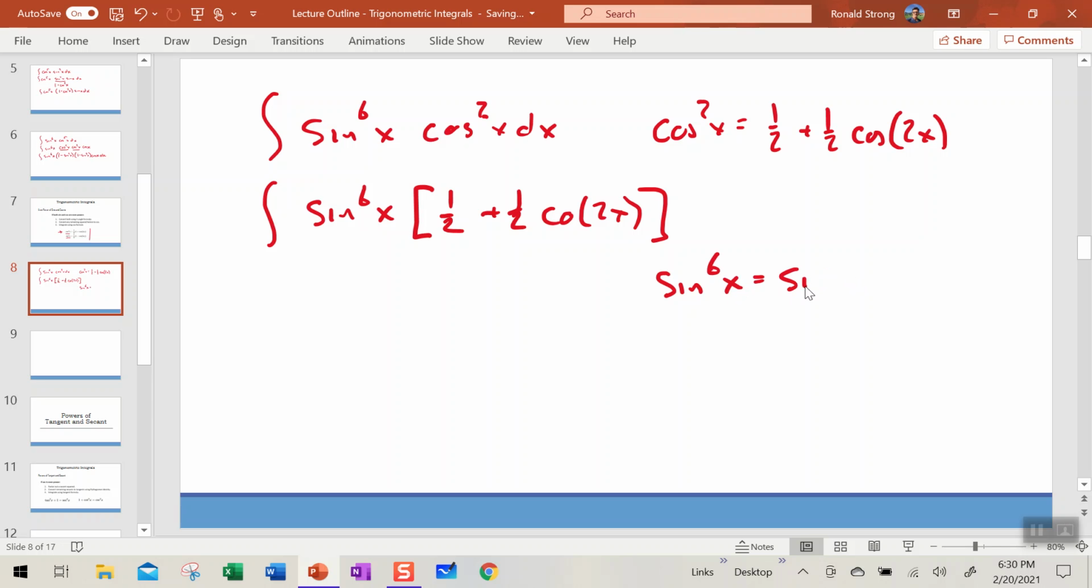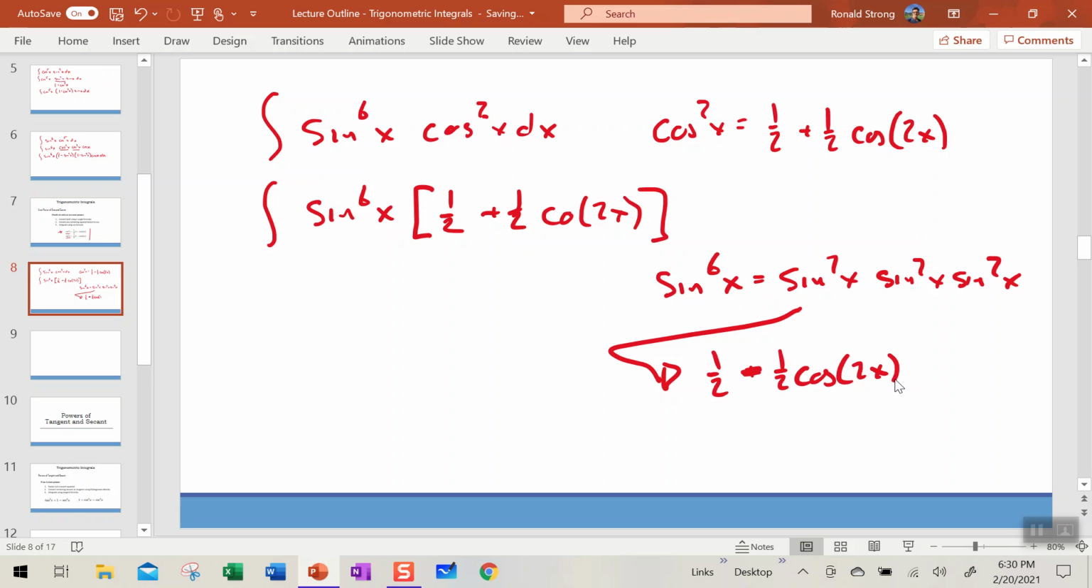into sine squared x times sine squared x times sine squared x. And then each one of these is converted into 1/2 minus 1/2 cosine 2x. So you would have that 3 times. So this would be a fairly complicated problem when you put it all together. And then you would do a little bit of algebra magic on it, and finally it would probably come down to a u substitution problem.